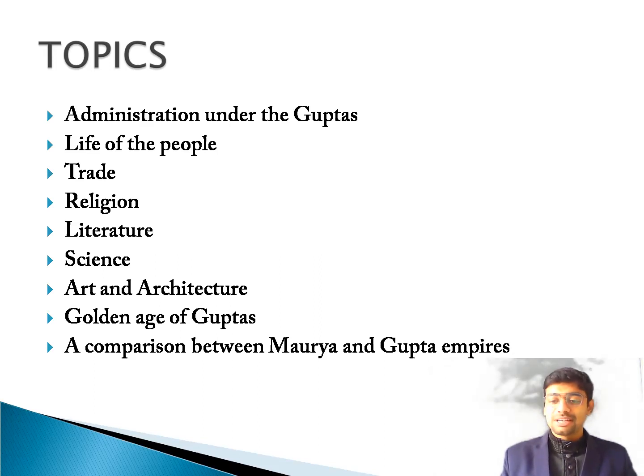And we will be talking about religion, the situation and status of religion. After that, we will be talking about the literature, the famous literature which originated during the time of the Gupta period. After that, we will be talking about science, the impact of science in the Gupta period, and art and architecture. Then the golden age of the Guptas. We will be talking about the specialities during the time of the Gupta dynasty. And the last point, we will be talking about the comparison between the Mauryan dynasty and the Gupta dynasty. So these are the things that we are going to study in this chapter.